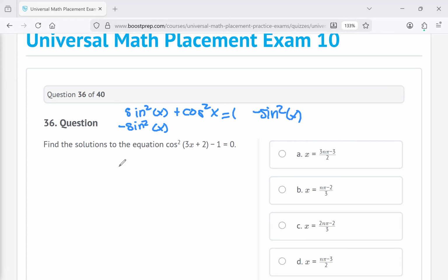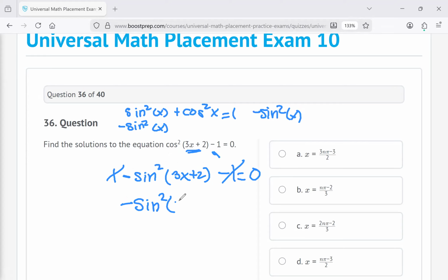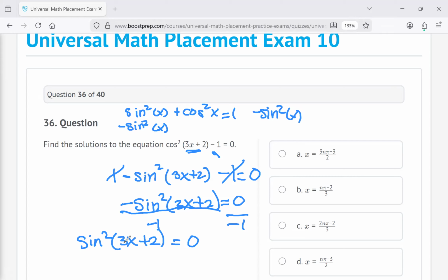So cosine square x is 1 minus sine square, and then instead of x, it's really 3x plus 2. Then you have this minus 1. Well, let's see what happens. The ones disappear, and then you have negative sine square of 3x plus 2 equals 0, and then get rid of this minus by dividing both sides by -1. So you get sine square of 3x plus 2 equals 0.